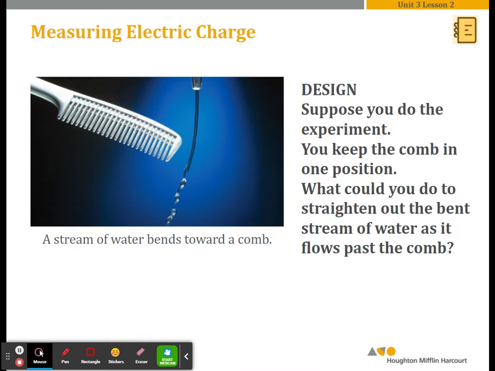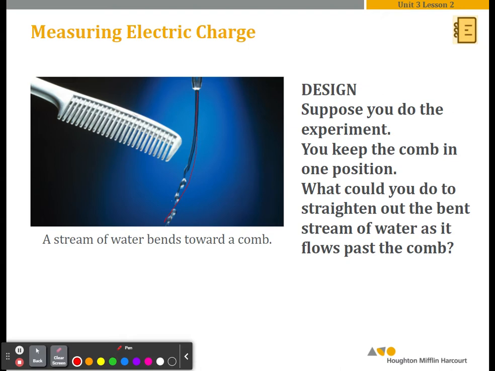Okay, so let's say you do the same experiment. You keep the comb in one position. So the water is bending toward the comb as it is in the drawing. Okay, the water bends toward the comb. What could you do to straighten out the bent stream of water as it flows past the comb?